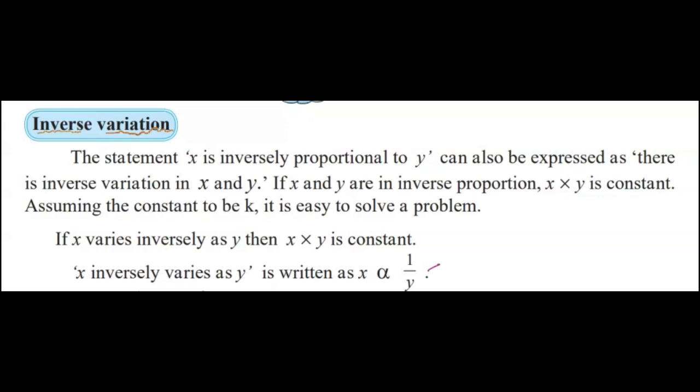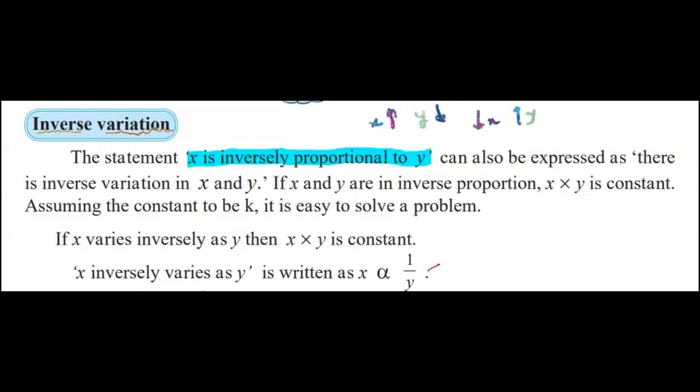Here we will write it this way: x is inversely proportional to y. What does this mean? The concept, as I told you, is that when x is increasing, y will be decreasing. When x is decreasing, y will be increasing. These are the variables. You can call them a, b, p, q, anything.